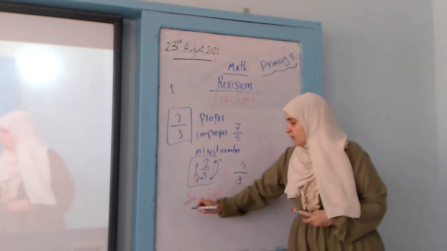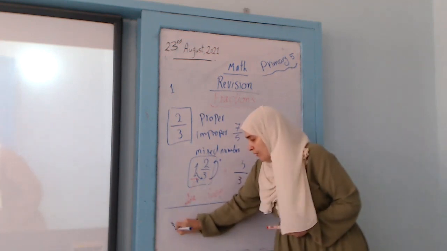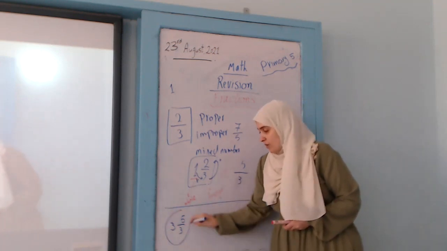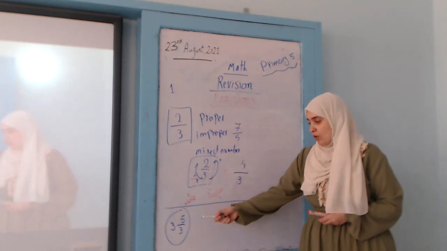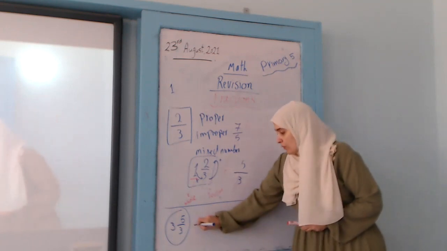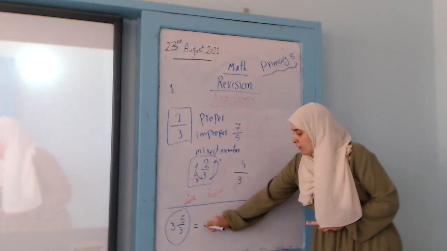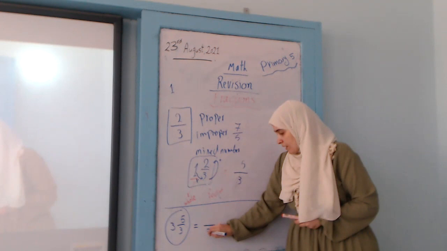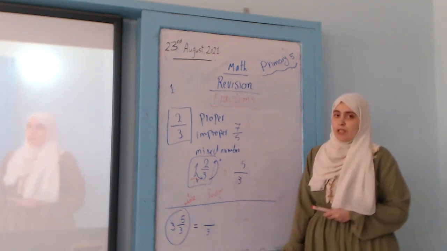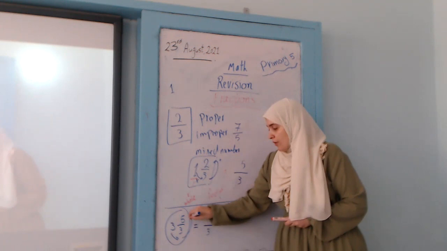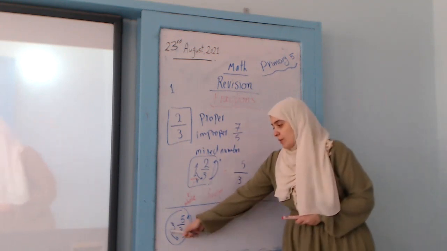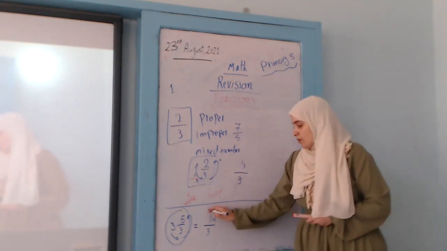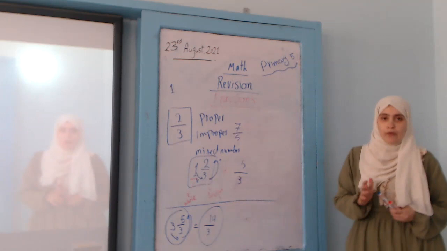Let's have another example. I have 3 and 5/3. I have a mixed number and I want to convert it to a fraction. What will I do? I will write the line of fraction and keep the denominator, so I will keep 3. After I keep 3, I will multiply the whole number by the denominator and plus the numerator. 3 multiply 3 equals 9, 9 plus 5 equals 14. Okay, so the answer will be 14/3.